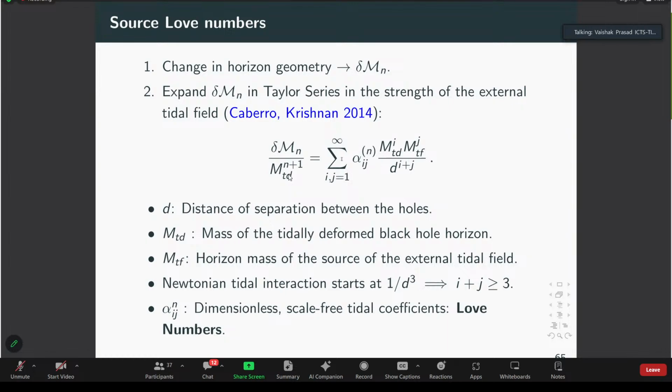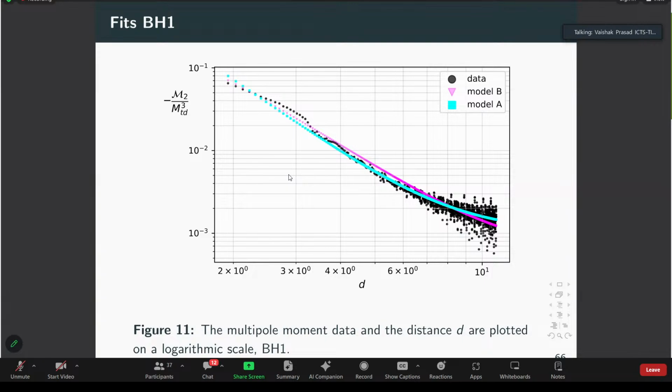The expansion goes from 1 to infinity. It's an expansion in 1/d. So if you think about it, the leading order contribution should be 1/d^3 because of the tidal fields. And the higher order would be 1/d^4. So the cyan model actually stops at 1/d^3, but the magenta one also includes 1/d^4.